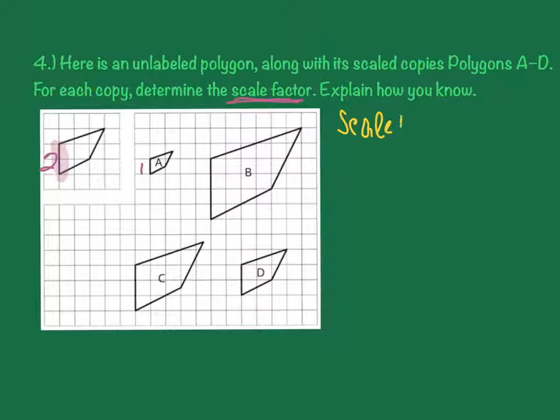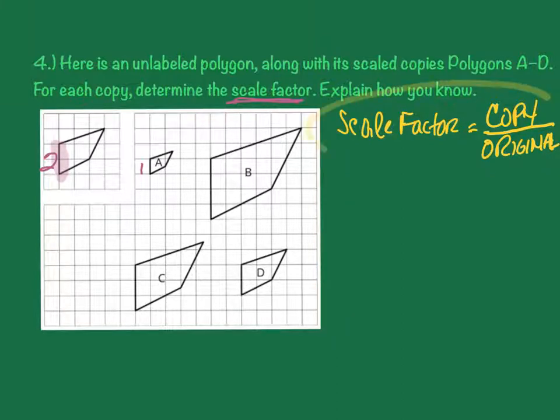It's silly. Scale factor is equal to the copy divided by the original. And it has to be in that order every single time, the copy divided by the original. So if you have not memorized that, it's time to.